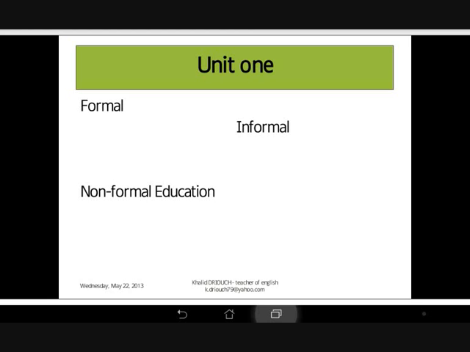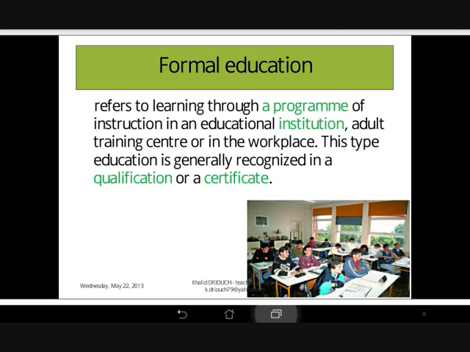And as you know, unit number 1 was about education, and you have seen three kinds of education: formal, informal, and non-formal education. So let's get started with the first kind of education very quickly, just to get to know what formal education is. Now, formal education refers to learning through a program of instruction in an educational institution, adult training center, or in the workplace. This type of education is usually generally recognized in a qualification or a certificate.